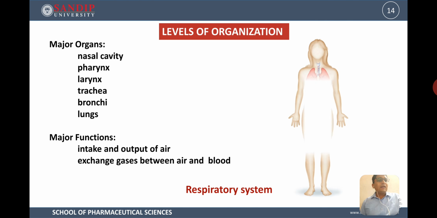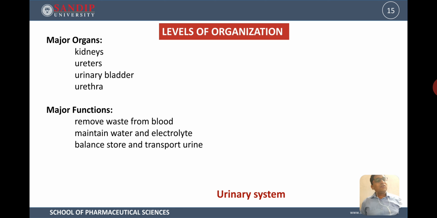Next system, respiratory system. Major organs: nasal cavities, both the nostrils, pharynx, larynx, trachea. Trachea is known as the windpipe, then bronchi and the lungs. We take in oxygen and release CO2, and that particular system is your respiratory system. Even now, while I am discussing with you, my system is working. It means inspiration and expiration. It is simply intake and output of air and exchange of gases between the air and the blood. Basically, oxygen mixes with the blood.